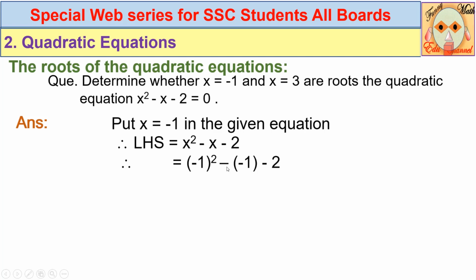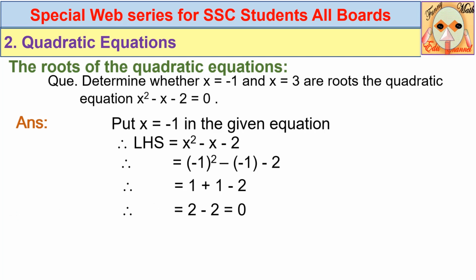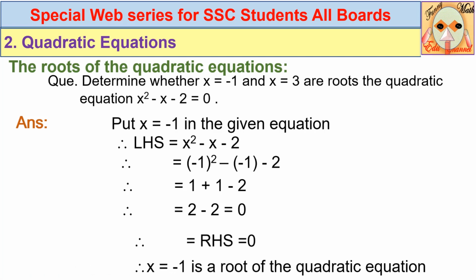So let's see the next step, that is 1 plus 1 minus 2. Now 1 plus 1 will be 2. So next step, 2 minus 2 gives you 0, which is equal to the RHS, which was given as 0. So we say that here x is equal to minus 1 is the root of the quadratic equation. It means that by putting x equal to minus 1, we get LHS and RHS equal. That is, the equation is satisfied by the value minus 1. So we say minus 1 is a root.